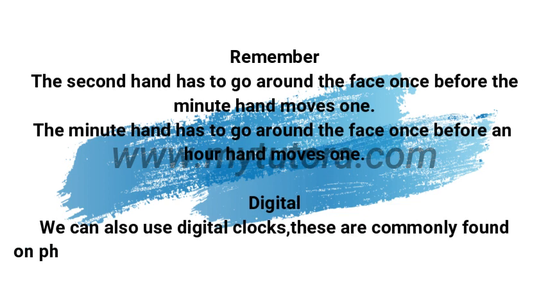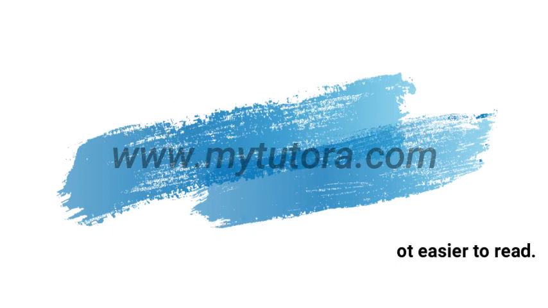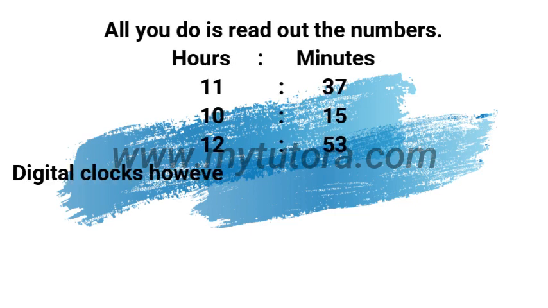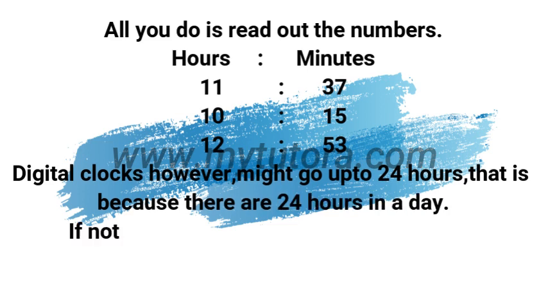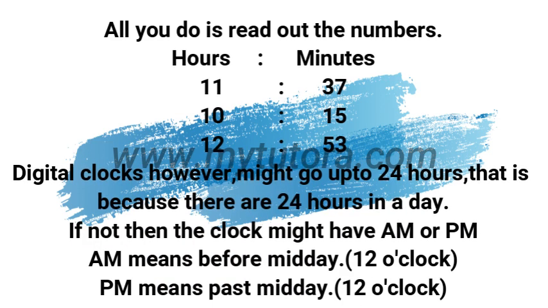Digital. We can also use digital clocks. These are commonly found on phones or computers. The digital clock is a lot easier to read. All you do is read out the numbers. Hours, then minutes. 11:37, 10:15, 12:53.